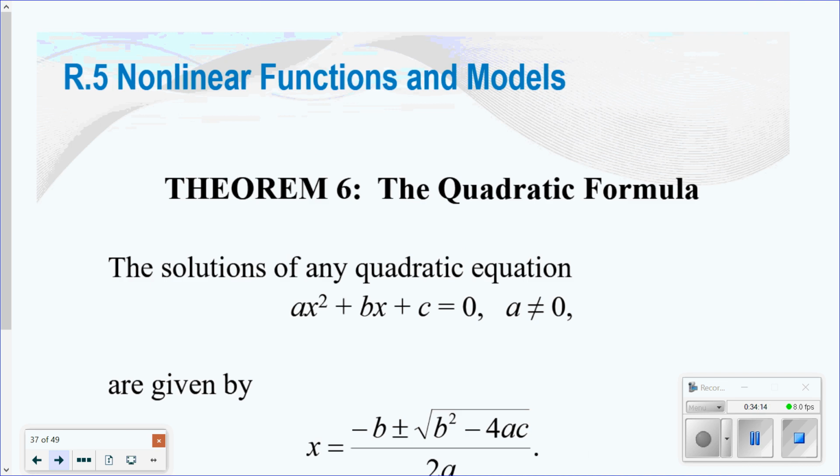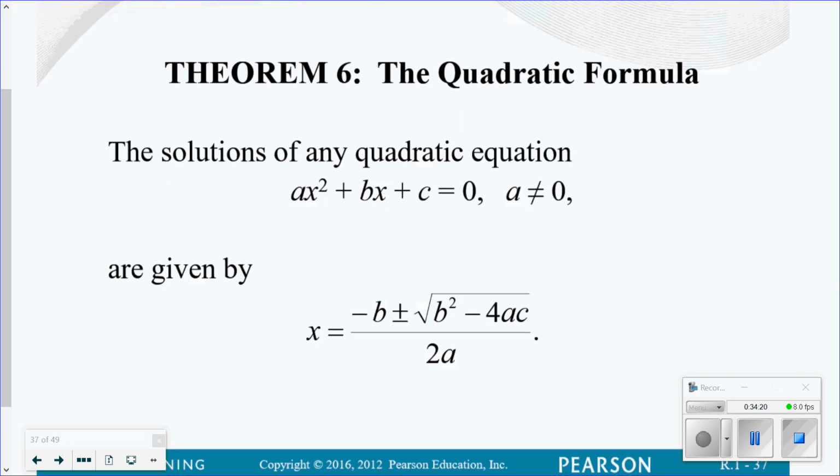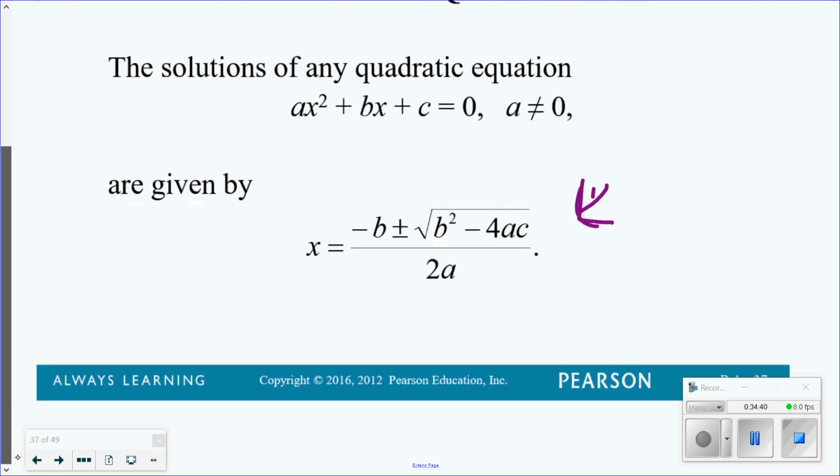Okay, quadratic formula. Okay, so here's your quadratic formula, and you're going to want to jot this down. Negative b plus or minus the square root of b squared minus 4ac, and all of that is over 2a. Okay, this is what you use when you cannot factor. You can get the solutions this way, but I do want to talk for a minute about factoring.